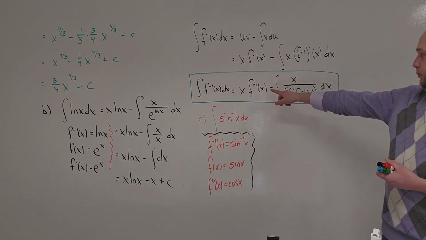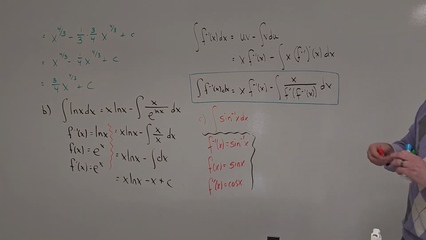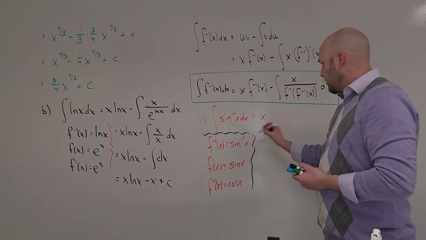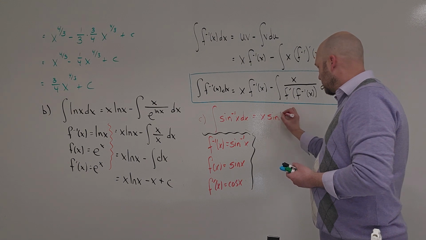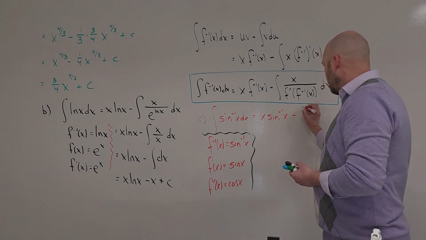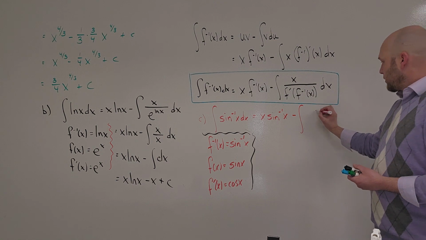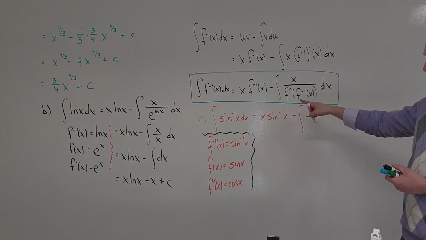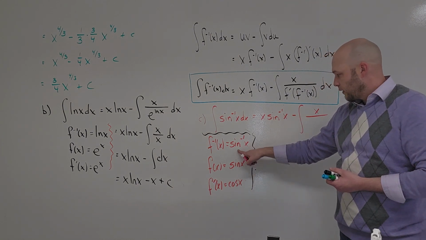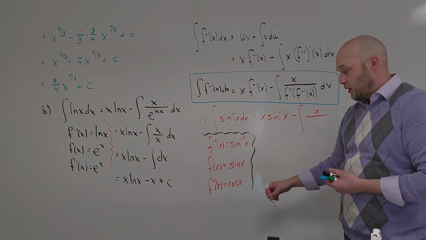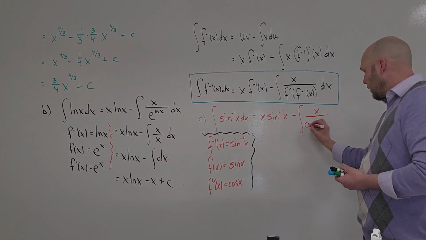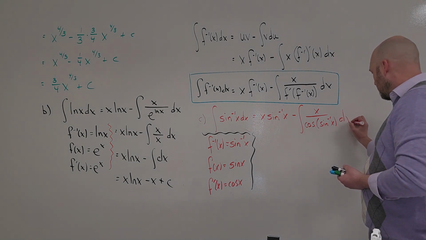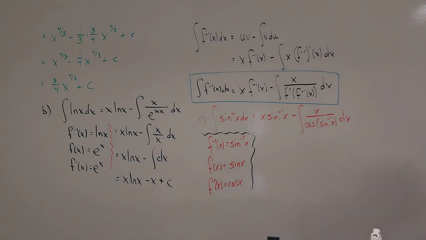All right, now I'm going to plug things into the formula. This would give me x times sine inverse of x, minus the integral of x divided by f prime evaluated at f inverse. So this is f prime, this is f inverse, meaning I take sine inverse and plug it into cosine. That would give me cosine of sine inverse of x dx.